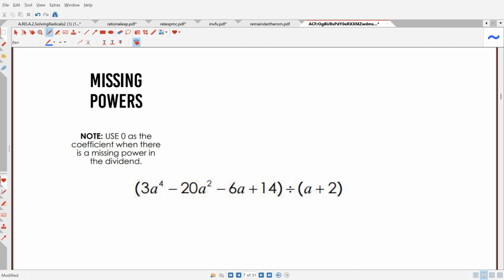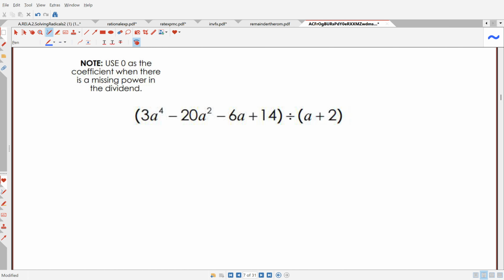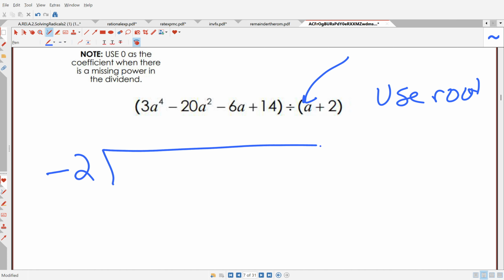Oh, here's one with missing powers where you have to add a 0. You want to not do it and move on, but you know how to do it. I just want to see how to set it up. You would use the root, and we could use synthetic division because there's no coefficient. You just put a 0 in the place that is missing a power? Yes. Yes, it is missing a power.